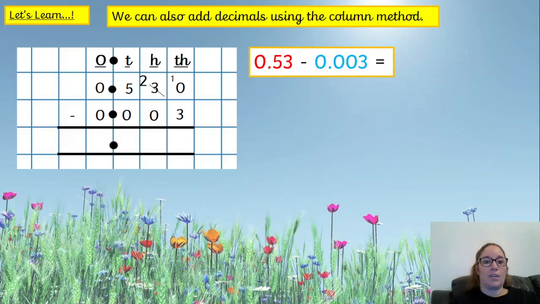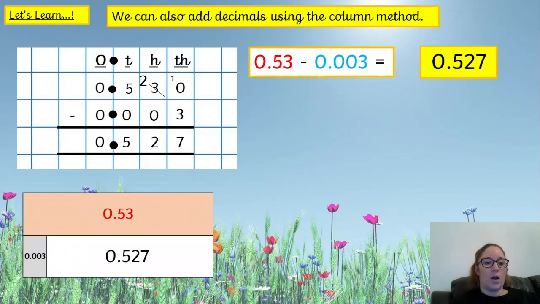10 take away 3, 7. 2 take away 0 is 2. 5 take away 0 is 5. And then we've got 0. So 0.527. And you notice this time we started off with 2 digits and our answer's actually got 3. Because if we added a 0 here, 0.530 take away 3 thousandths gives us 0.527.